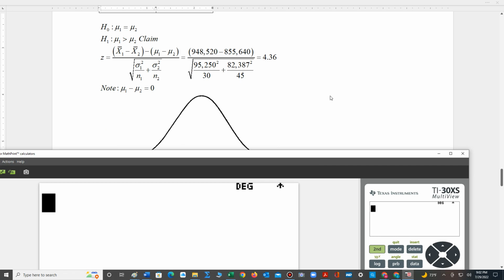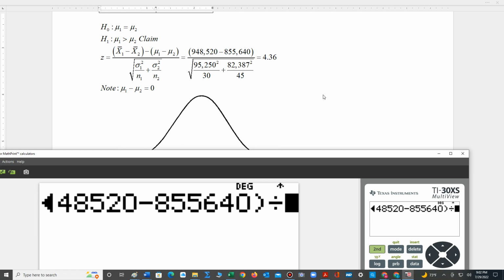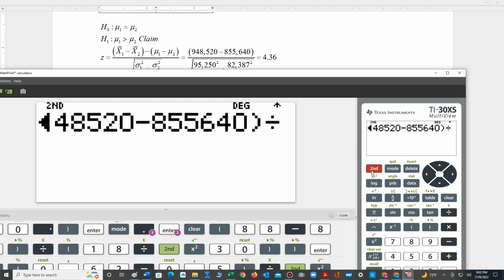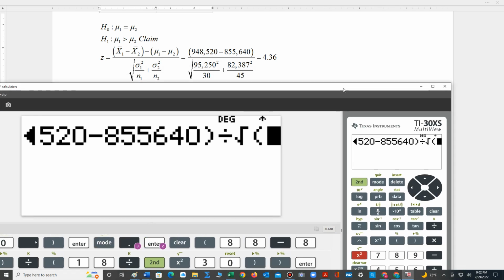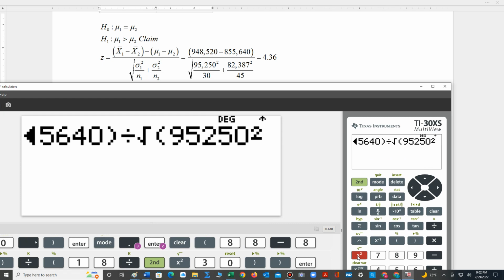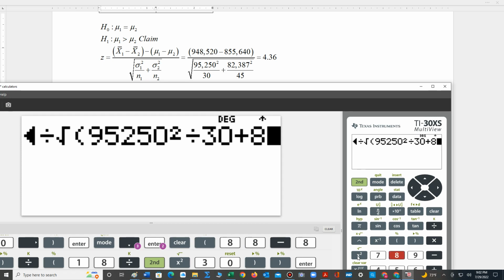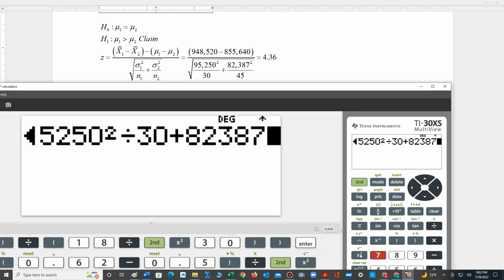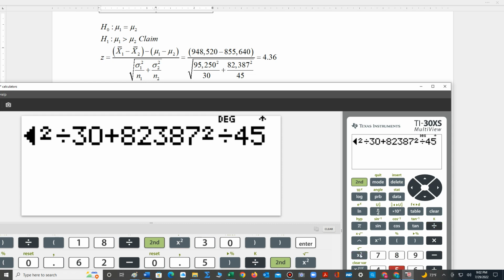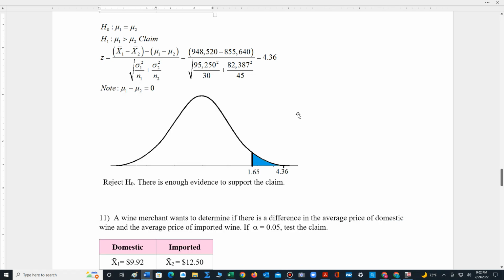So in the numerator, we have 948,520 minus 855,640, divided by, let's write down our square root. And then we take 95,250 squared divided by 30 plus 82,387 squared divided by 45. Hit enter. We get 4.36.